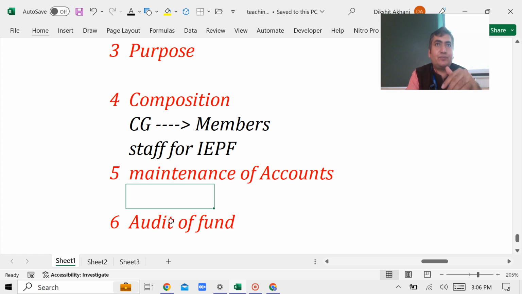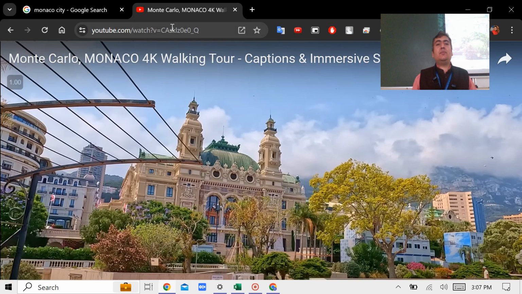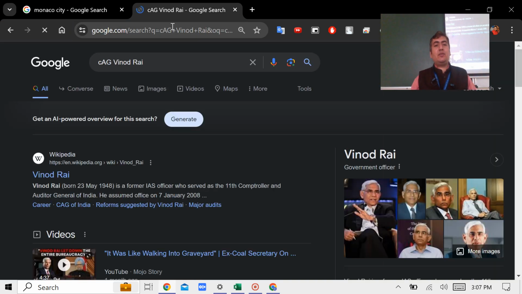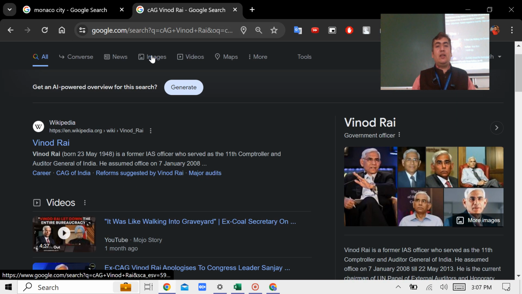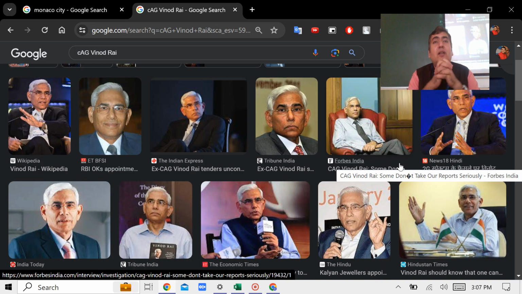One of the reasons is that they detected the 2G spectrum scam, and they gave an estimate of the total scam worth rupees 1.8 lakh crores. And our former CAG was Mr. Vinod Rai. Former. I don't know whether you are aware of this person, Vinod Rai. I would say one of the greatest CAGs I have ever seen. The 3.5 lakh crore rupees coal scam.